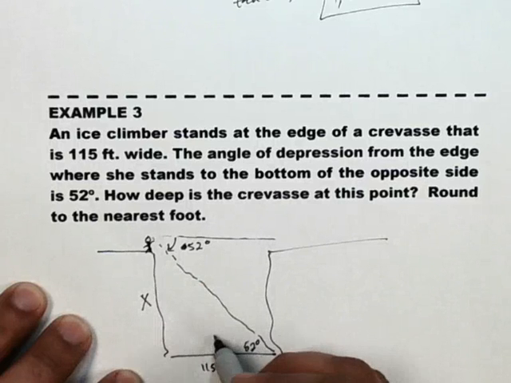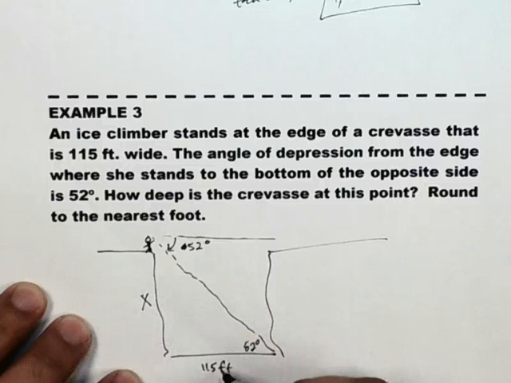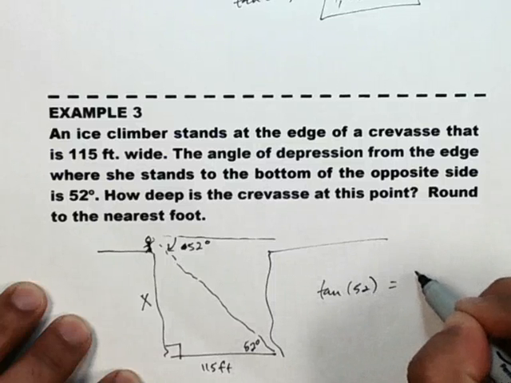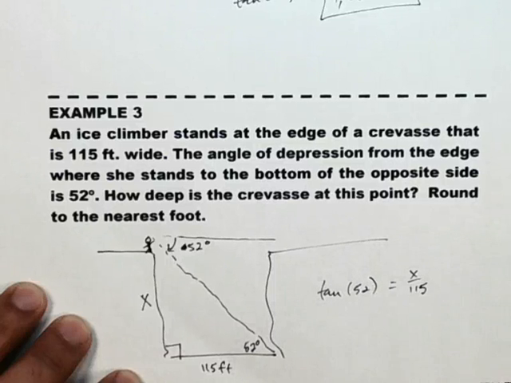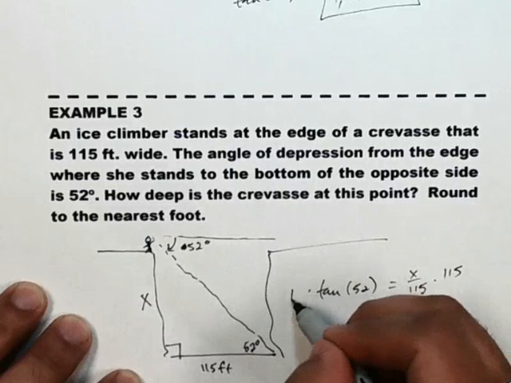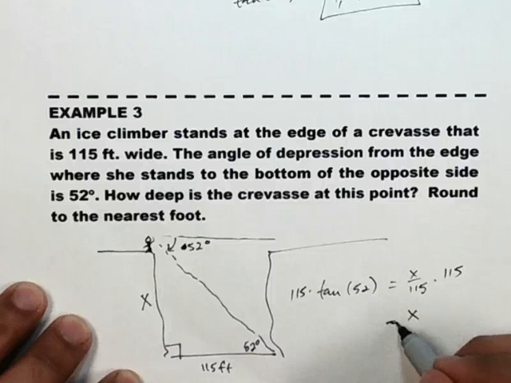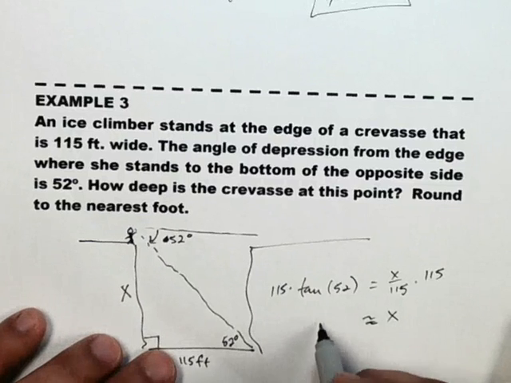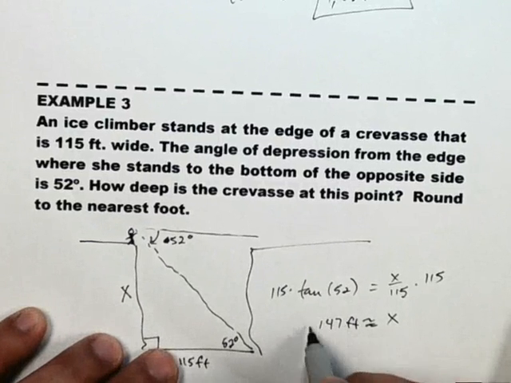All right, so again, that's going to be opposite the 52 and adjacent, because this would be my right angle. So the tangent of 52 is equal to x over 115. So to solve for x, we multiply both sides by 115. I'm going to need to round this to the nearest foot. And I get that that is 147 feet.